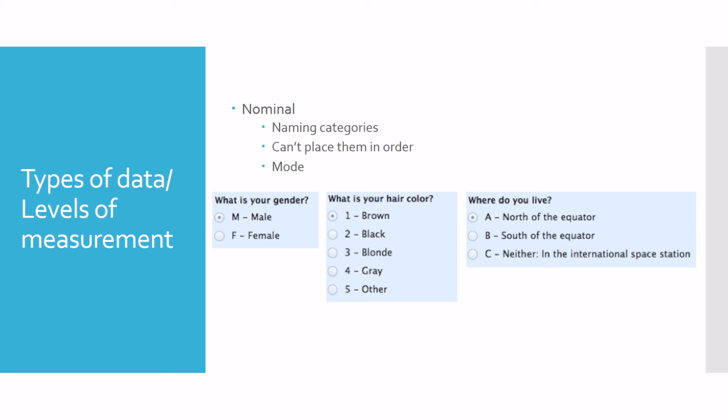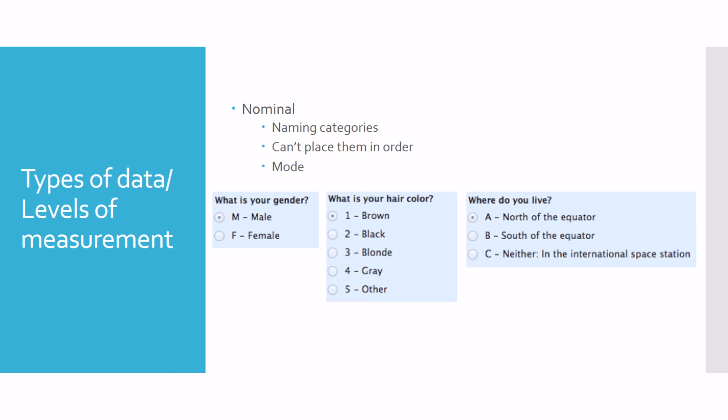Or what's your hair colour? Brown, black, blonde, grey, other. All they're allowing you to do is to be placed into one category, and that's it. There's nothing else we can do with them. Or do you live north of the equator, south of the equator? Are you a first year? Are you a second year? Do you own any pets? Do you own cats or dogs? There are certain categories that you can put in place.